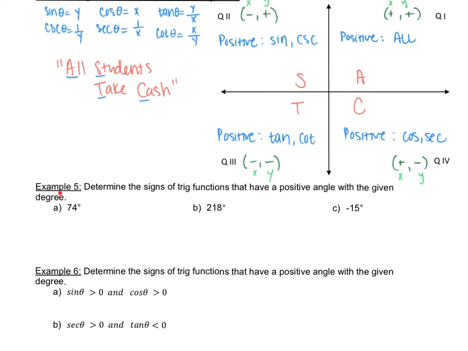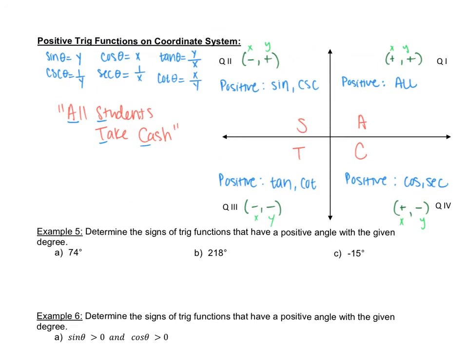All right, so going into example 5 here, it needs us to determine the trig functions that are positive, where the angle is given in degrees. So here you're given a degree, and you have to figure out which trig functions would be positive. So which out of these 6 trig functions would be positive. So in that case, for 74 degrees, let's just draw where 74 degrees would land. So if this is 90 degrees, this is 0, and this is 180, 74 would land somewhere in the first quadrant. So that's all I need to know. It's in the first quadrant.